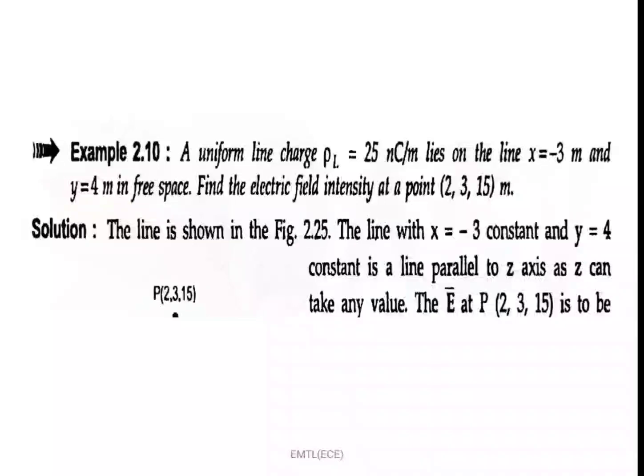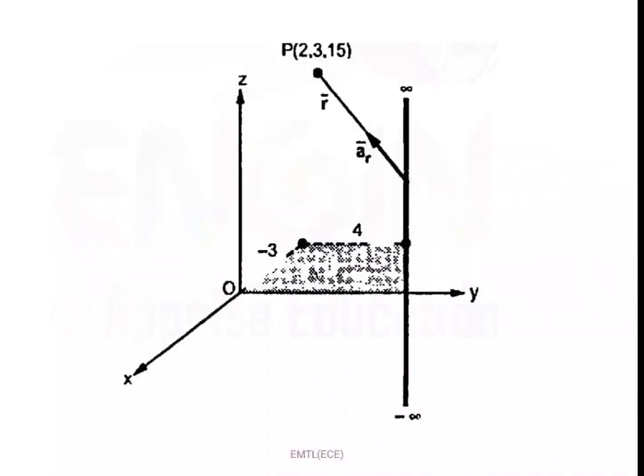Now, this is the figure representation. Here, this is the point (2, 3, 15). So, this is the line charge, that is the z-axis. Now, the distance between the line charge and the point is represented by R, and along R there is a unit vector, that is aR bar. Now we have to find the electric field intensity at this point.